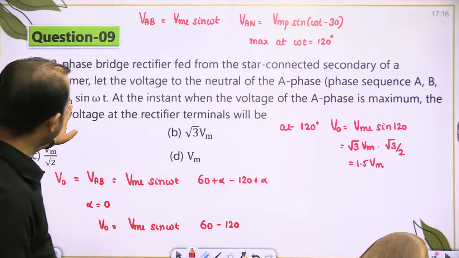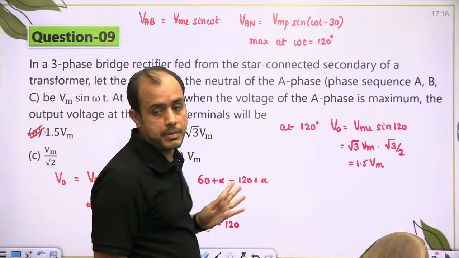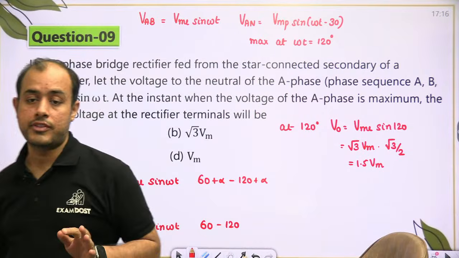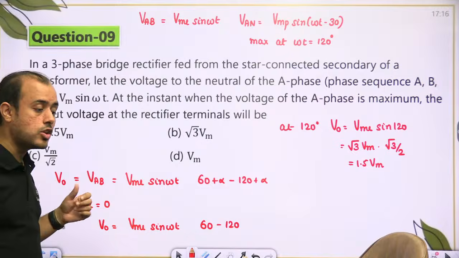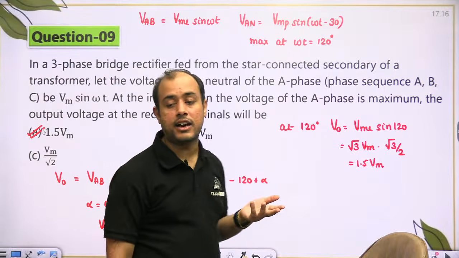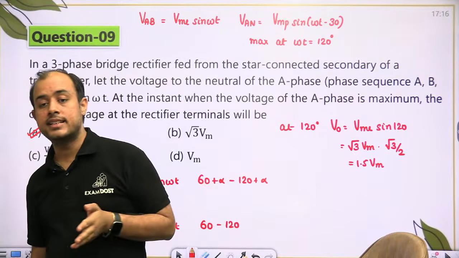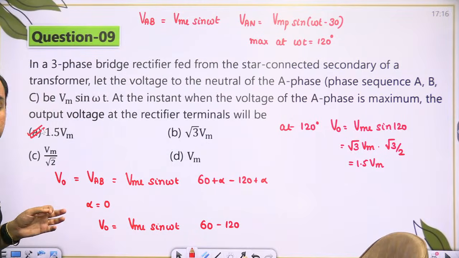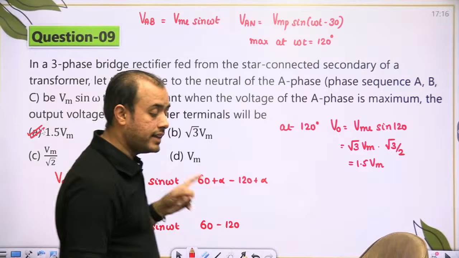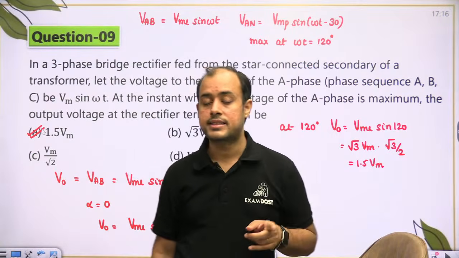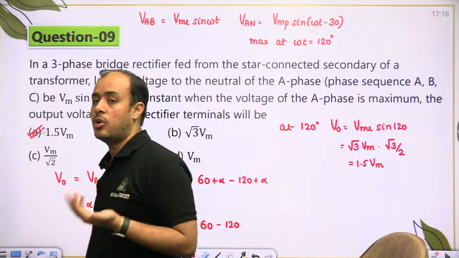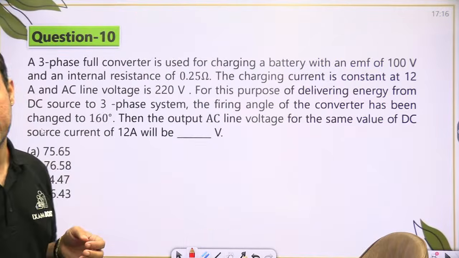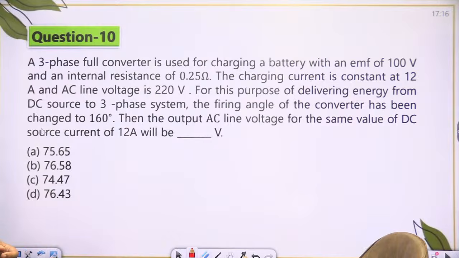भले ही इसने AN को रेफरेंस दिया, बट मैं जो पढ़ के आया हूं मैंने AB को रेफरेंस माना है, मैंने वहीं से सॉल्व किया, because the essence of the question does not lie in the fact which voltage is the reference. The question statement mainly says when the voltage of A phase is maximum, at that point what is V0. जब A phase का वोल्टेज मैक्सिमम जाता है तब V0 कितना आता है. चलिए, now try this.